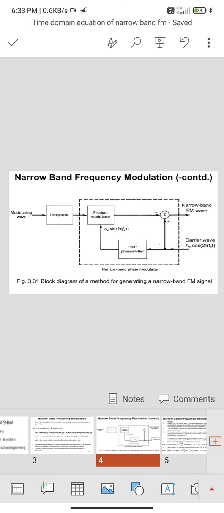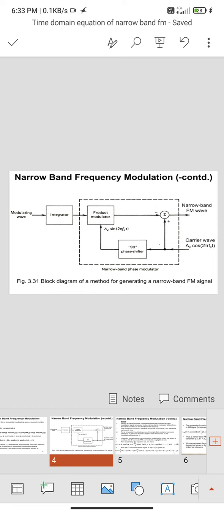Narrowband frequency modulation, modulating wave block diagram. The modulating wave goes to an integrator. The integrator output goes to a product modulator. Then it goes to a summer, where the carrier signal Ac sin 2 pi fc t is added, which gives the narrowband FM wave. The carrier passes through a phase shifter. This is the process of narrowband frequency modulation. This is a block diagram of a method for generating a narrowband FM signal.